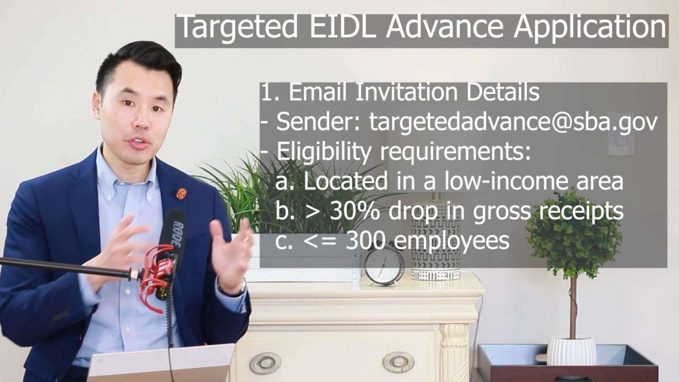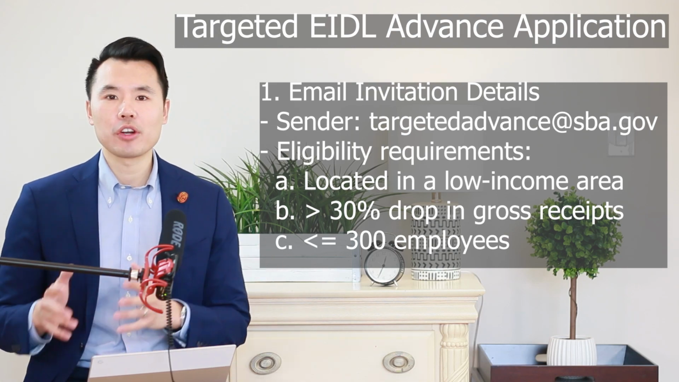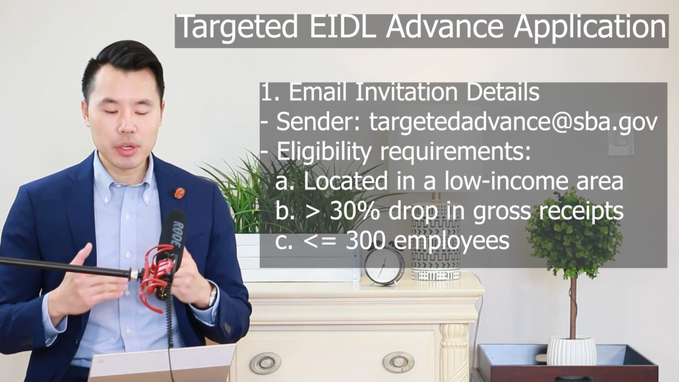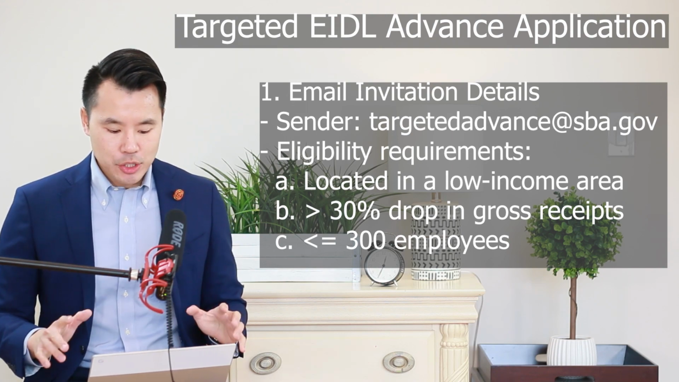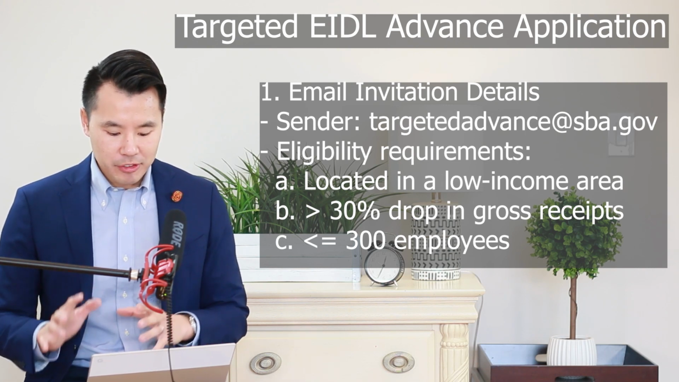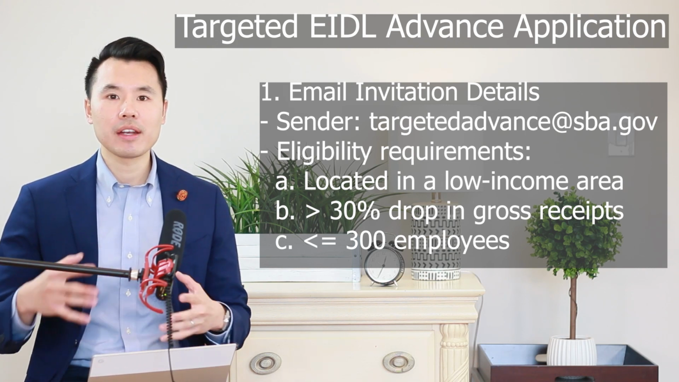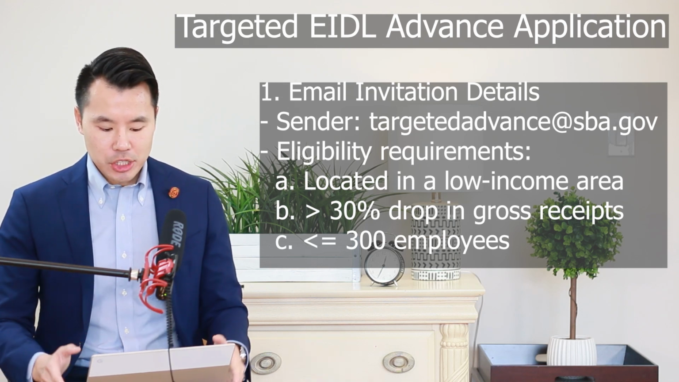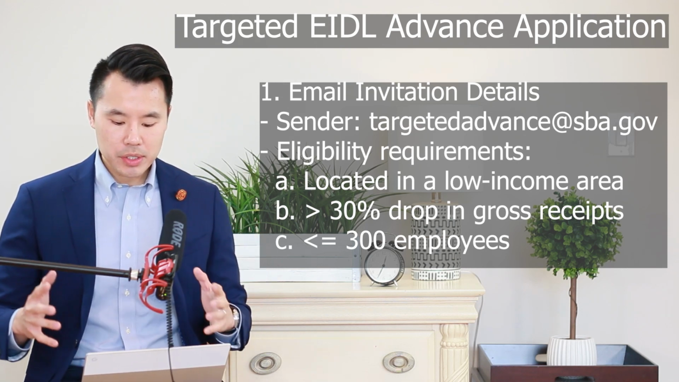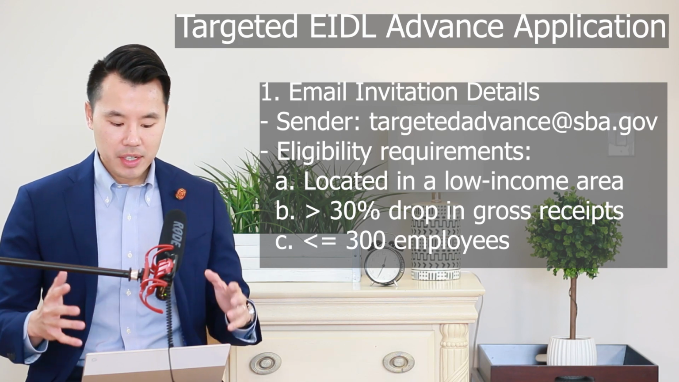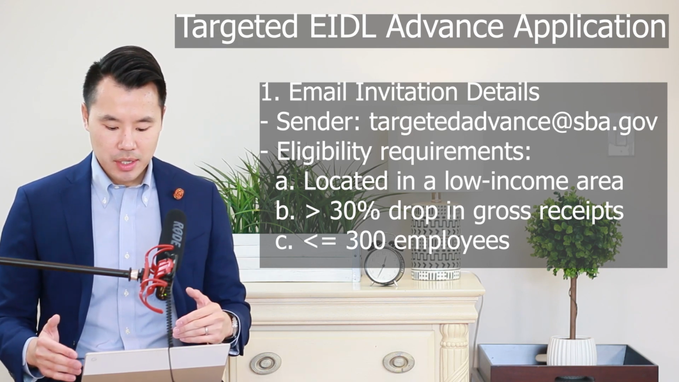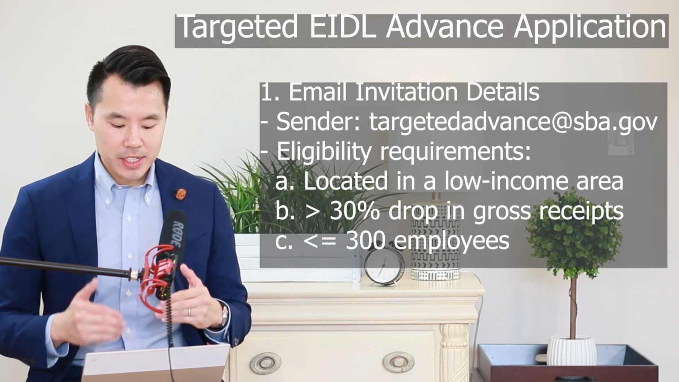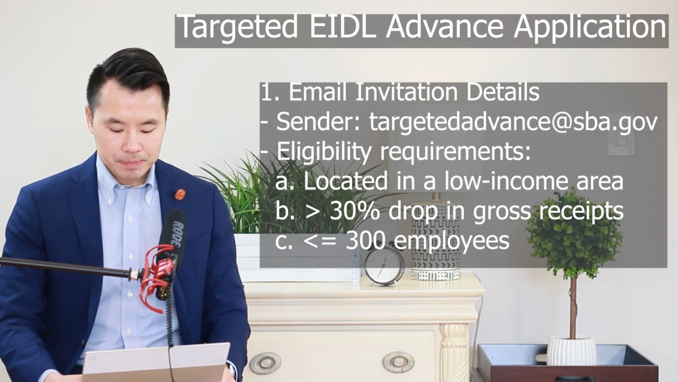So you're going to compare that to 2019 and show a greater than 30% drop over that 8-week period in gross receipts. Okay, the last criteria is you must have 300 or fewer employees. Once again, you must have 300 or fewer employees. And the eligible entities, once again, are sole proprietors, independent contractors, private not-for-profit organizations. You know, farmers and ranchers, unfortunately, do not qualify for this round of targeted EIDL advance.